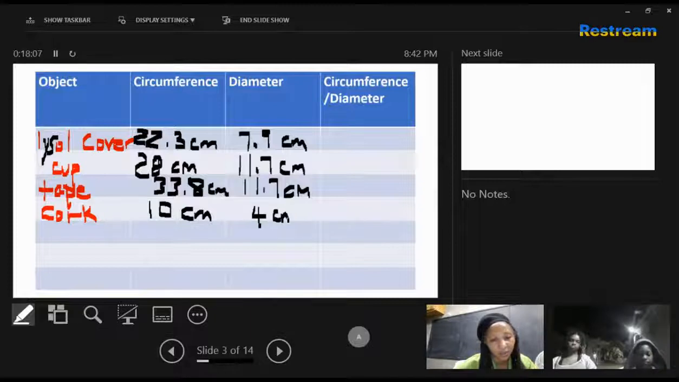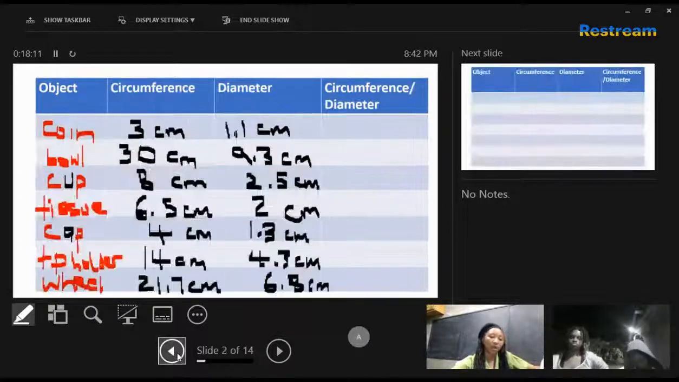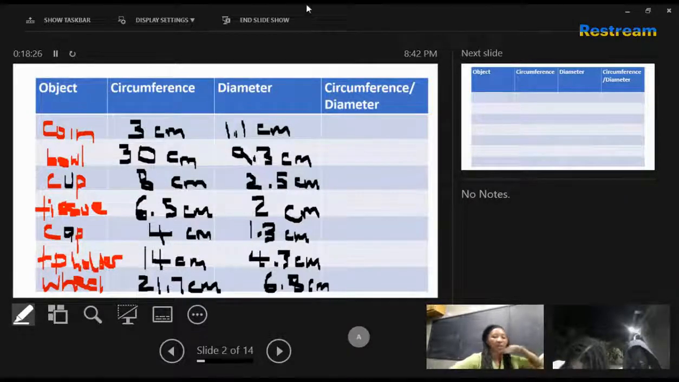All right. So, what I'm going to ask each of you to do now, we're going to divide the circumference by the diameter. So, Asar, get ready to do your set. Just divide the circumference by the diameter and tell me what you get. For the coin, 3 divided by 1.1.